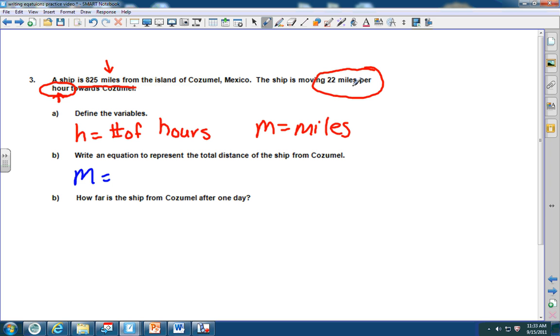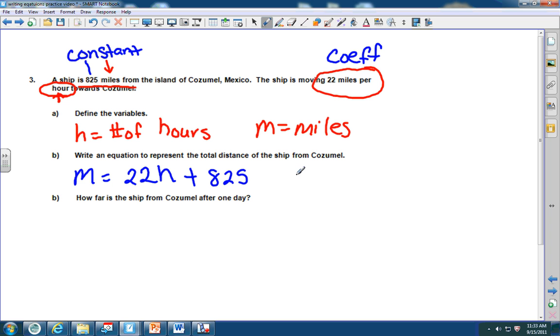Well, you have 22 miles per hour. This is my coefficient. This is the starting point. This is the initial thing that's happening. So this is my constant. So I'm going to have 22 times the number of hours plus my constant, 825. You can write this, M equals 825 plus 22H. You can do that as well.